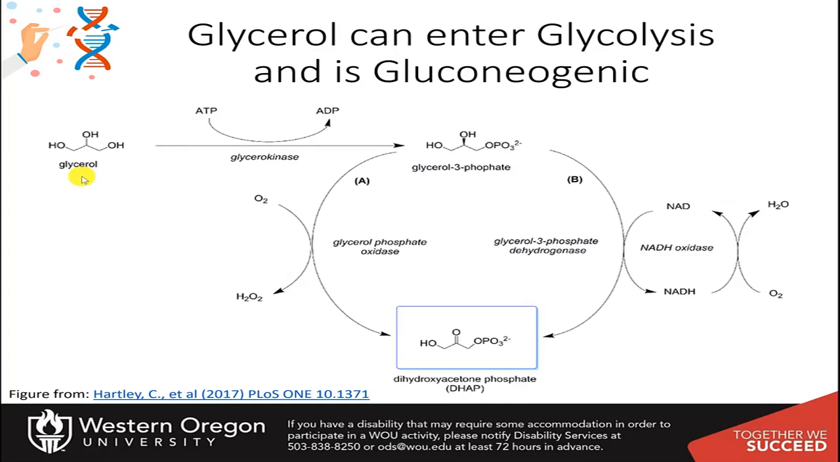Digestion of triacylglycerides, TAGs, also releases the glycerol backbone. Glycerol can be converted to glycerol 3-phosphate by a glycerol kinase enzyme. The glycerol 3-phosphate can then be oxidized to DHAP by either an L-glycerol 3-phosphate oxidase enzyme or glycerol 3-phosphate dehydrogenase enzyme. Here it can enter into the glycolytic or gluconeogenic pathways.